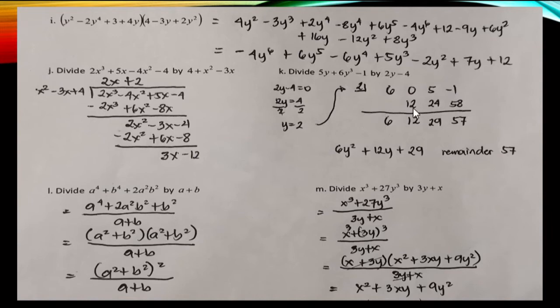Dayon, over, then, una, bring down na to ang first, so 6. Dayon, 6 times 2 na dayon, mauni diri ibutang 12. So, 0 plus 12, that is 12. 12 times 2 na pod, maaning 24. So, 5 plus 24 is 29. 29 times 2, that is 58. So, negative 1 plus 58, that is 57.